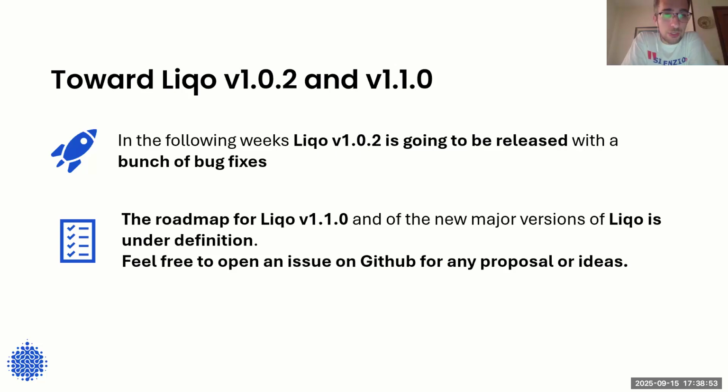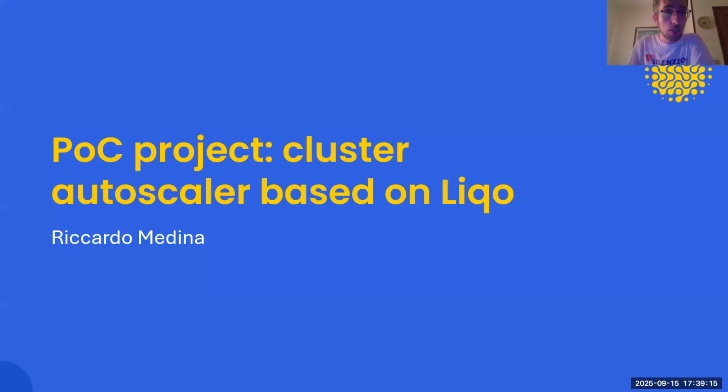And about the new major release of Liqo, the 1.1.0, and the upcoming releases, the roadmap is under definition. So feel free to open any issue on GitHub if you have any proposal or idea, so that it will be possible to better define the roadmap according to the community needs. So I believe that from my side, this is all, and I will leave the screen sharing to Riccardo.